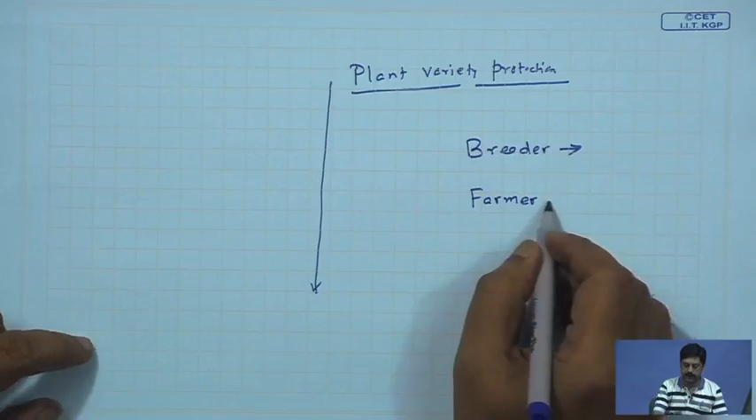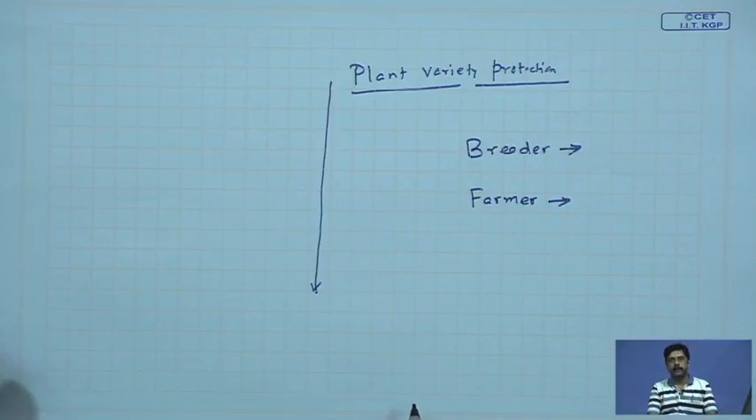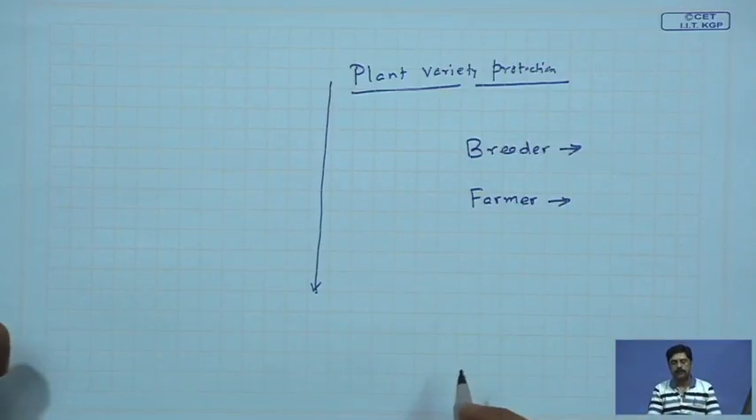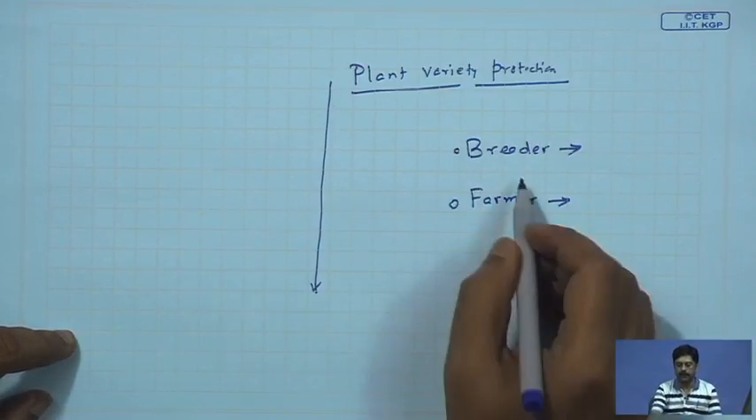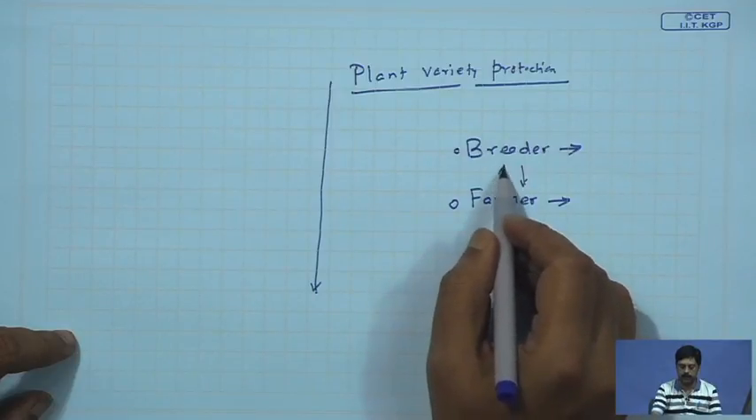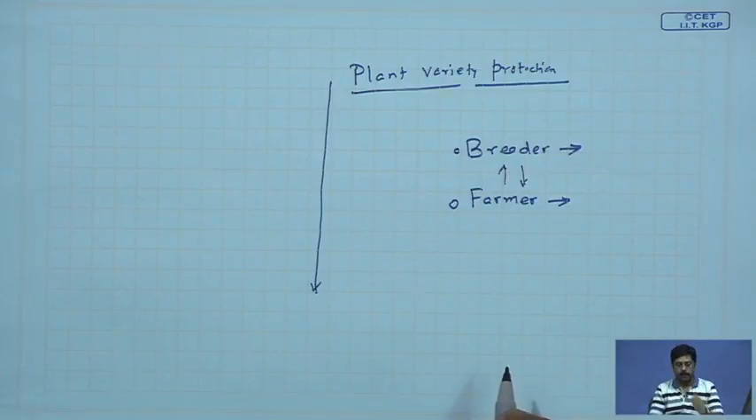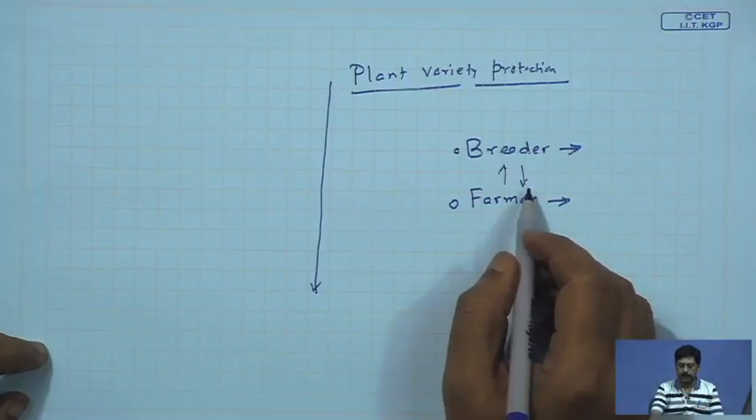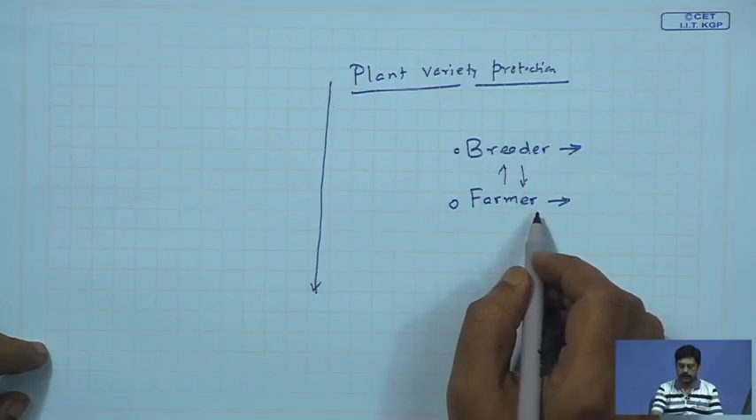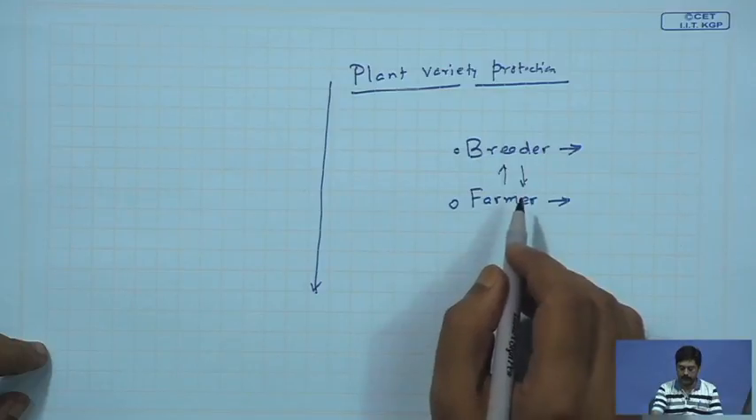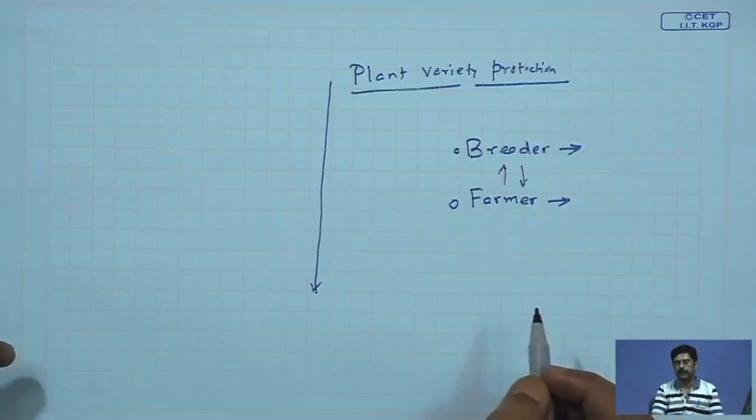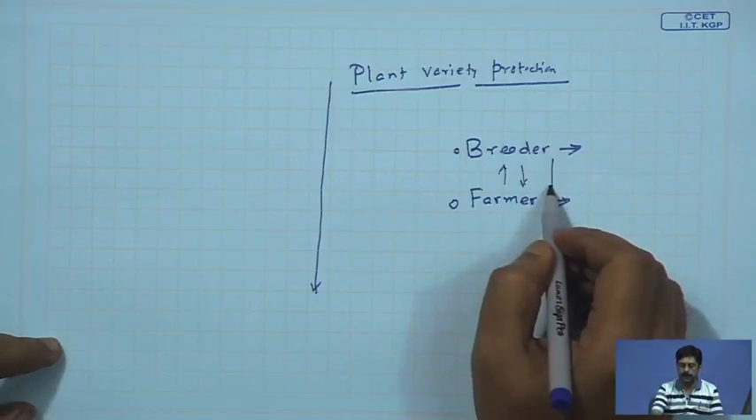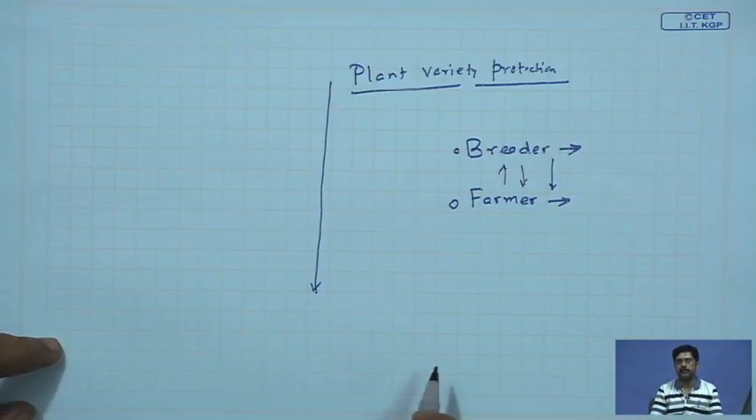So breeders and farmers. Who will breed? Breeders. Who will cultivate? Farmers. And also there may be a cross like this. Okay, so now why will breeders breed? Why the farmers? Whether the breeders' thinking will influence the farmers' thinking or vice versa. Mostly the breeders' thinking may involve the farmers' thinking. So we may have to make some balance between the breeders and farmers.